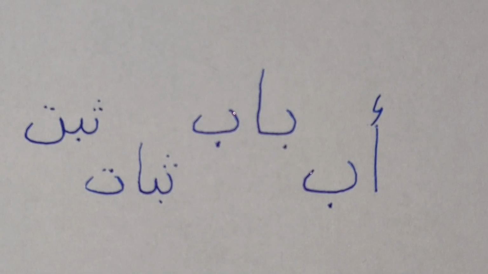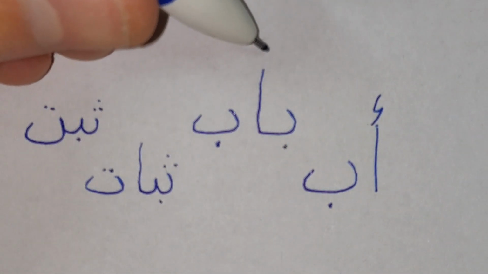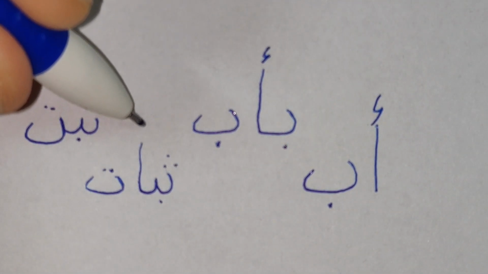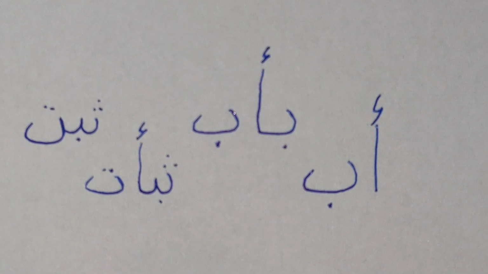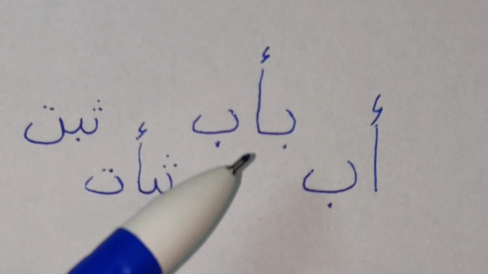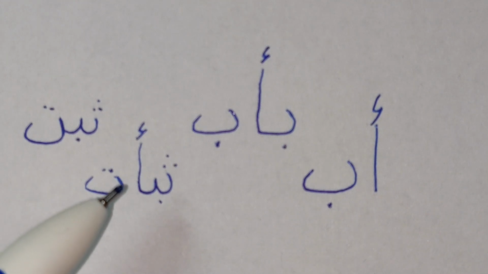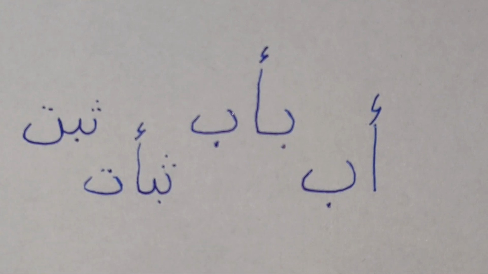If I were to put the Hamza over the alif in bab and thabat, they would have been read as ba'ab and thaba'at. This is to provide an idea on how the Hamza can alter the pronunciation of a word by introducing a glottal stop.